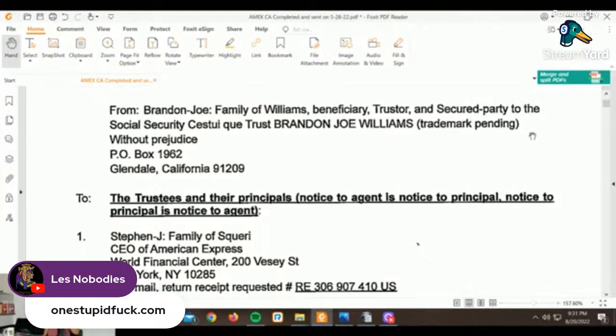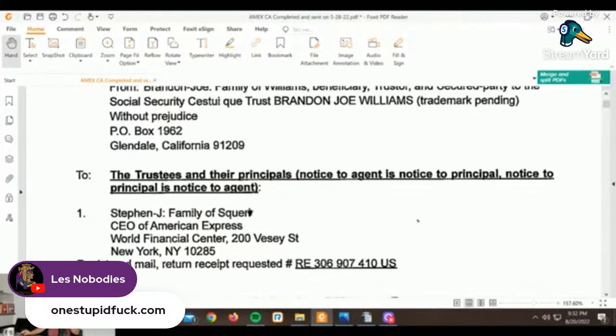I had someone help me, so I'm not totally 100% sure on how to do it exactly. But I do have a trademark pending for my name in all capital letters, so that's why it says trademark pending. Without prejudice is right here. You want to put that at the top of your document. That reserves your human rights. Here's my P.O. box.